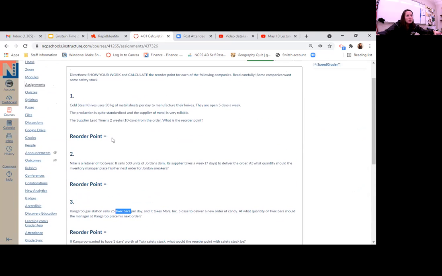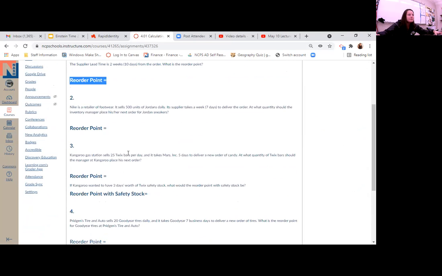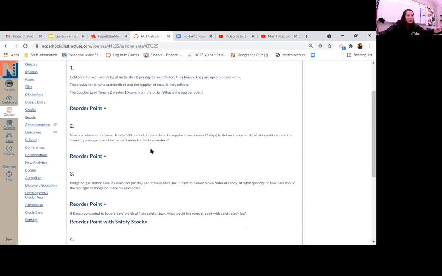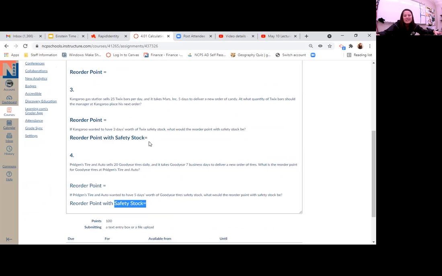So for the first 2, all you're doing is calculating your reorder point. When are you going to reorder some more knives? And when are you going to reorder some more sneakers? Now 3 and 4 have the reorder point plus the reorder point with your safety stock. So make sure you go back to your lecture or your notes and look at how you add your safety stock in there. So 2 are just basic reorder points and 2 are reorder points with safety stock. If you have any questions, make sure you email me because this assignment is due today.